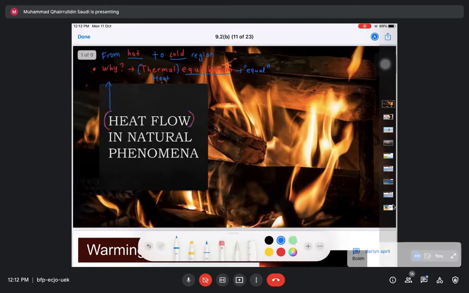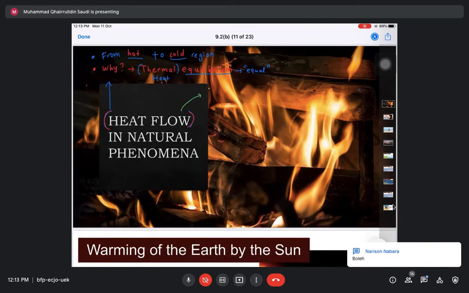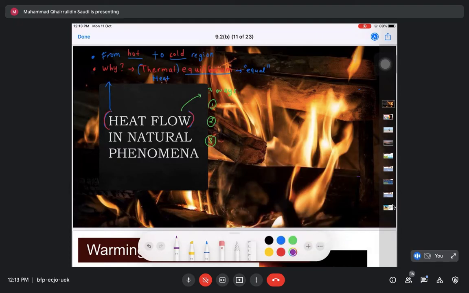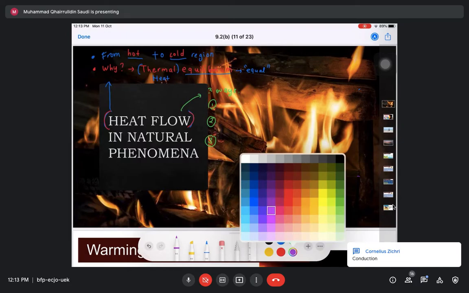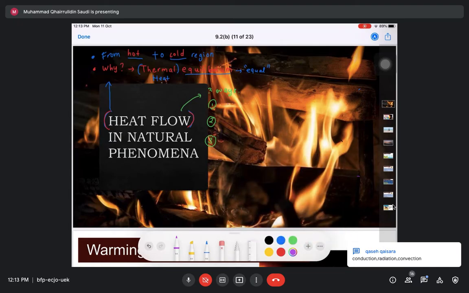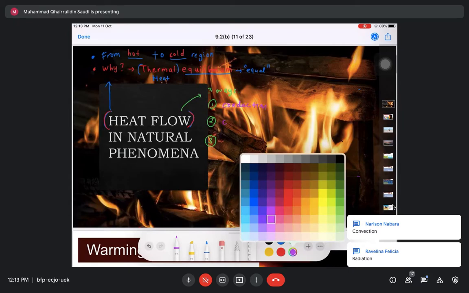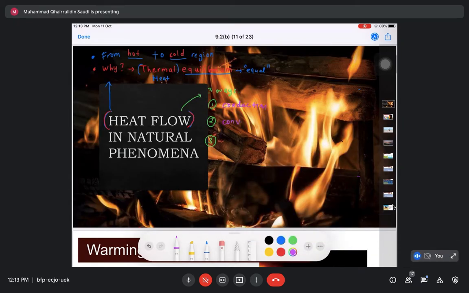So that is the first thing. The second thing is we have to recall the 3 ways heat can be transferred. Can you still recall the 3 ways heat can be transferred? What are the 3 ways? Conduction, okay, good. Radiation and convection, good. Alamak, tak nampak warna ni. Convection, okay. And radiation. Do you still remember the difference? What are the differences between those 3?